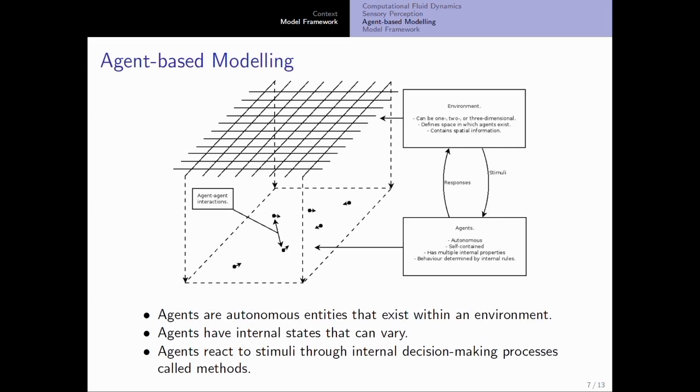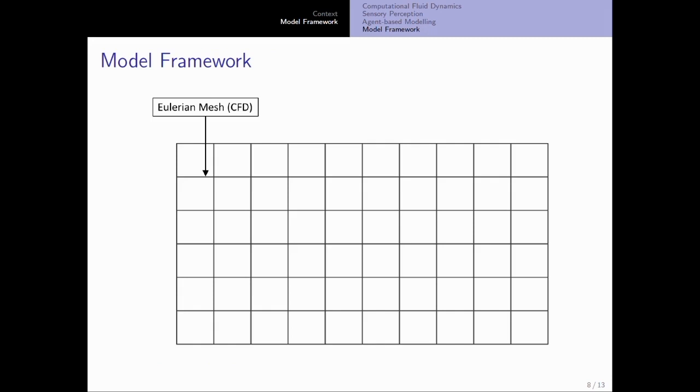Some internal properties stay the same, such as physical size, and some of them need to be able to vary. So things like hunger levels may increase, and then they also have these internal decision-making processes called methods, which are basically reactions to different stimuli. So if you are hungry, one of the methods will be, okay, hunger over a threshold, let's do something about it, let's go and find food. Once we have those three things, we can start building up the model framework.